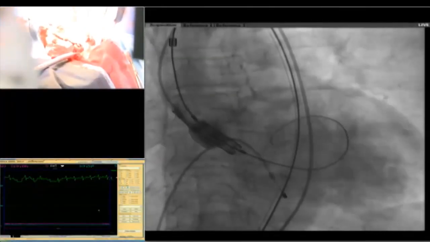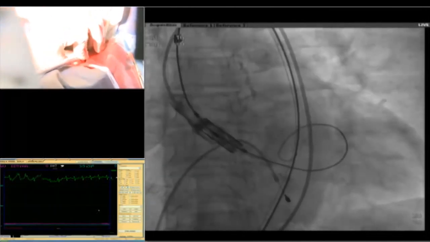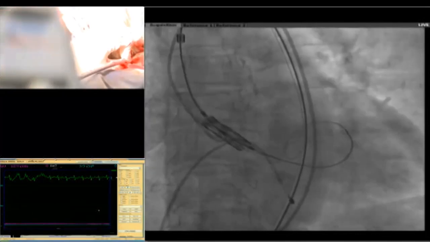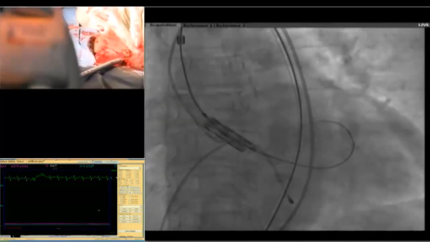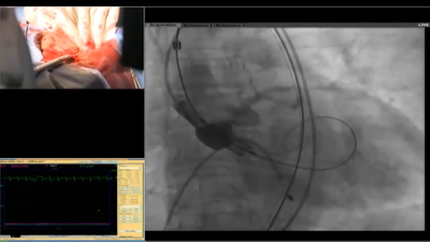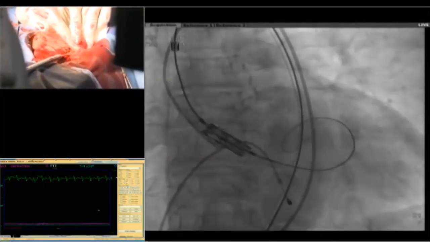I think we go in a little bit in. I think we should be fine. Just a little bit in. Fluoro. And this should be good. Let's take one final picture. Inject. I think this looks good to me. What do you think, Sanjeev? Yeah, that looks good to me.